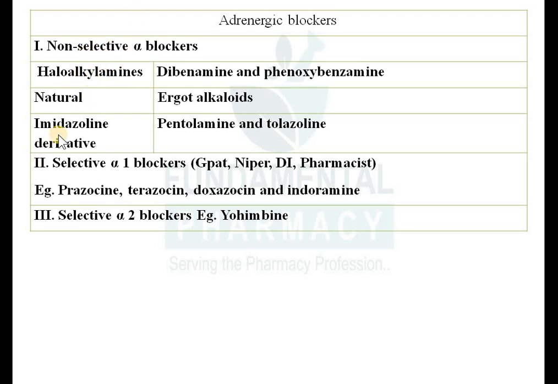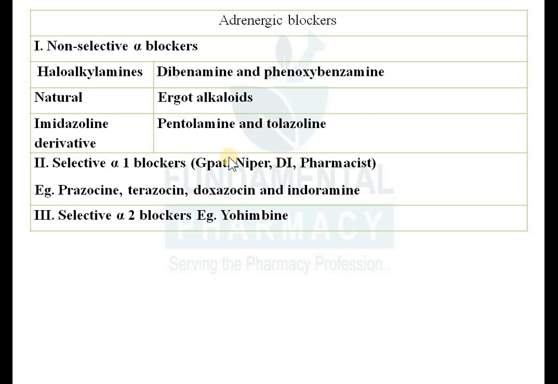In that also you have three subtypes. First are the haloalkylamines, alkylamines containing a halogen atom. Examples are dibenamine and phenoxybenzamine. Then the second class is a natural compound, that is ergot alkaloids. The third class is the imidazole derivatives, like phentolamine and tolazoline. Tolazoline, phentolamine, these are the imidazole derivatives.